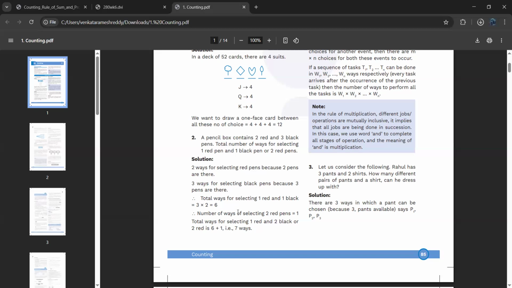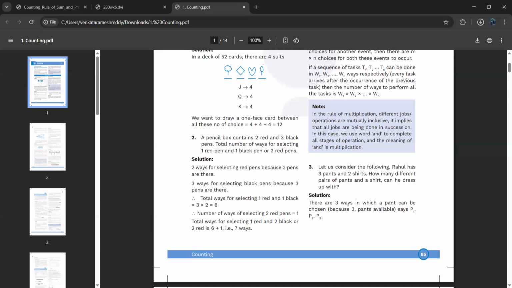So the total ways for selecting one red and one black, or two red, is 2 into 3, 6, plus one way for selecting two red pens. So total 7 ways are there. So that is the solution for the given example. For selecting one red and one black pen, we have 6 ways because they are independent of each other. We have to use the rule of product.